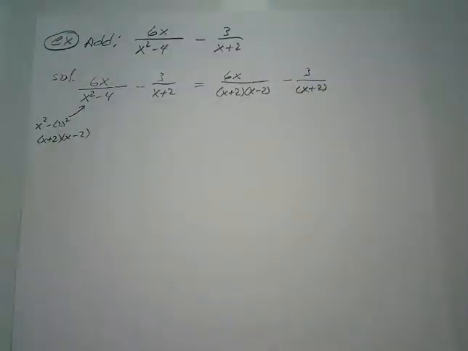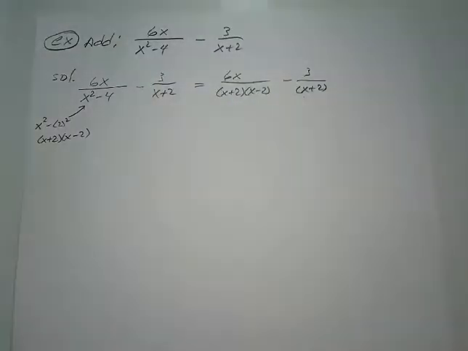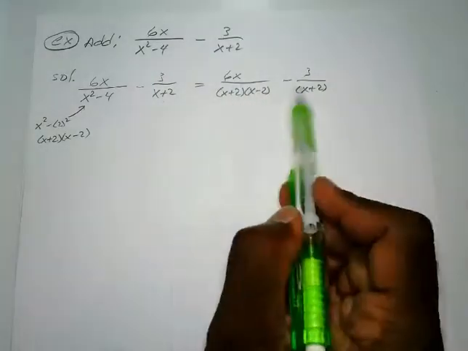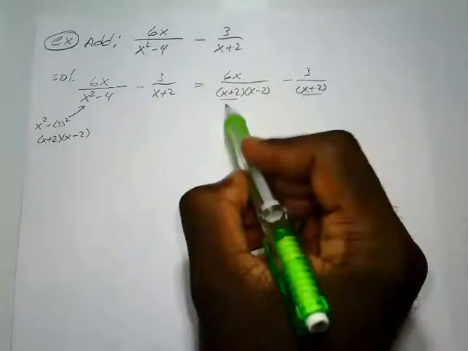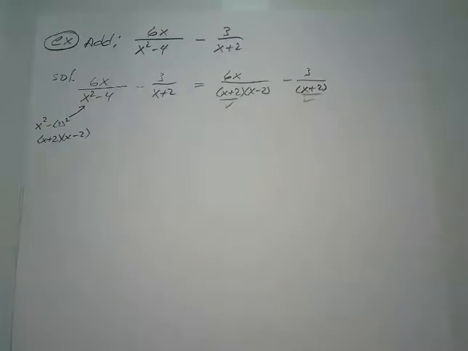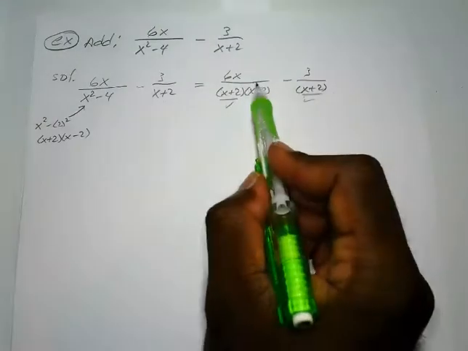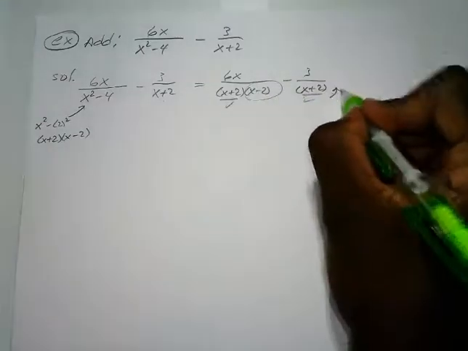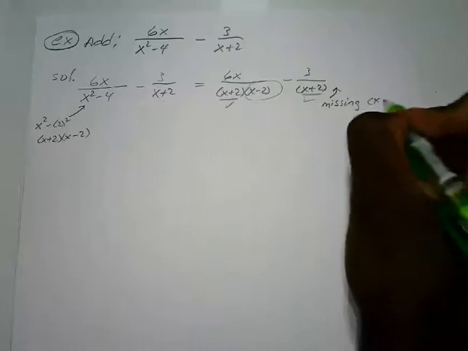Now this is where we go to step 2 and we match our denominators. So now we have to have the same thing in each denominator. We have an x plus 2 here and an x plus 2 here, so that's good. Now we have an x minus 2 here, but no x minus 2 over here. So we know this side is missing an x minus 2.